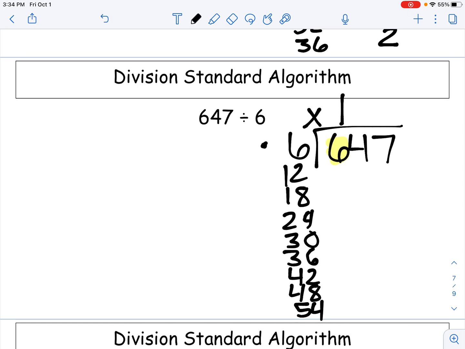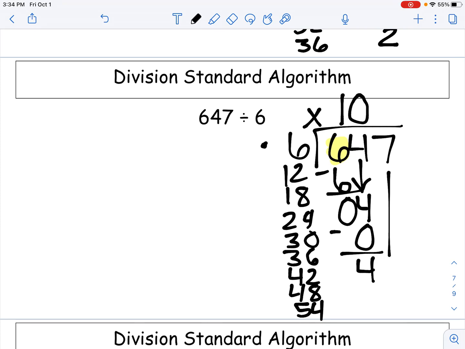Multiply. 1 times 6 is 6. Subtract. Bring down. Here we go again. I have 4. It's too small. I can't get a group of 6. So I'm going to put 0 groups on top. Multiply. 0 times 6 is 0. Subtract. Bring down.